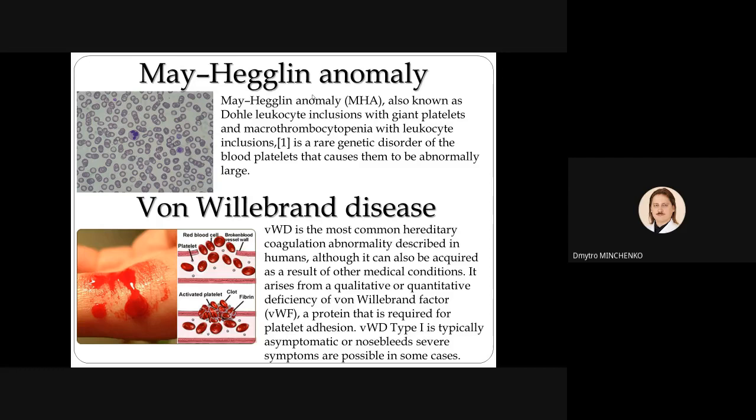Von Willebrand's disease, this is a fairly common disorder as far as hemorrhagic diseases are concerned anyway. Although it can also be acquired as a result of certain medical conditions. It arises from a quantitative or qualitative defect of von Willebrand factor. This is a protein that is required for platelet adhesion. It has several types. There's type 1, 2A, 2B, 3, vascular type, and thrombotic types. And in a lot of patients, it's actually asymptomatic unless there's some serious significant bleeding.